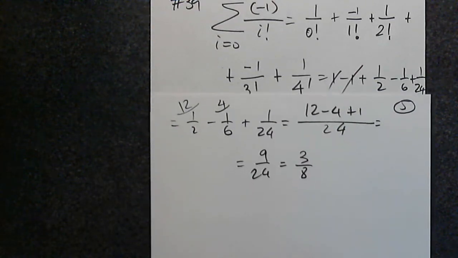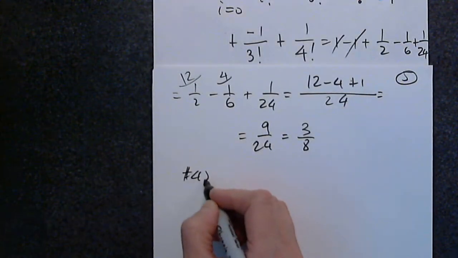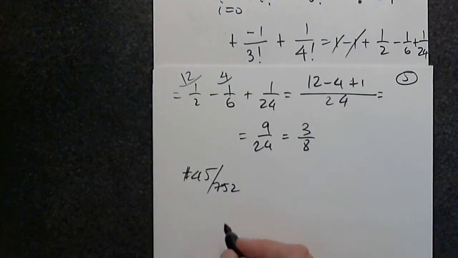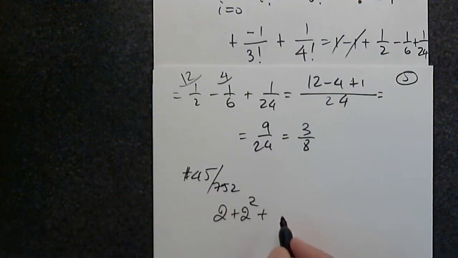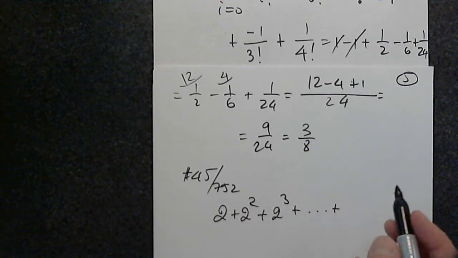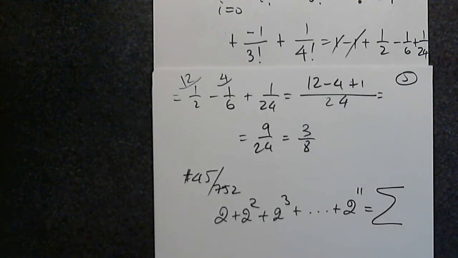Okay, one last example here. Let's say 45. I think we did 45, but I'm not sure. 752. So we have 2 plus 2 squared plus 2 to the 3rd plus dot dot dot plus 2 to the 11th. They want us to use the summation notation to express this, not do anything with it. It says express each sum using summation notation. It says use 1 as the lower limit of the summation and i for the index.